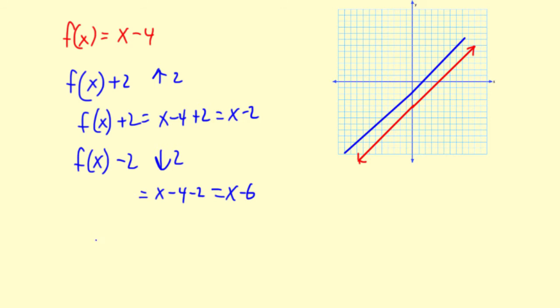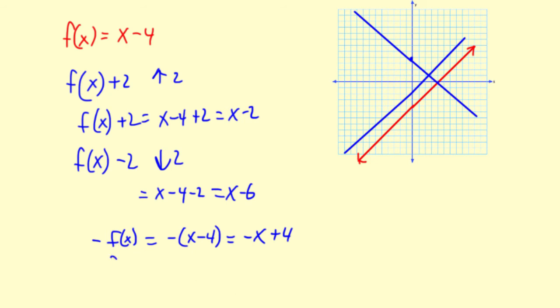A vertical reflection would be negative f of x. So that would be equal to the negative of x minus 4, which is negative x plus 4. So you'd have the same x-intercept here, but the y-intercept would be plus 4, and then you would be going down 1 for the slope. So if you compare the red and this blue line here, it's a reflection through the x-axis, or a vertical reflection.